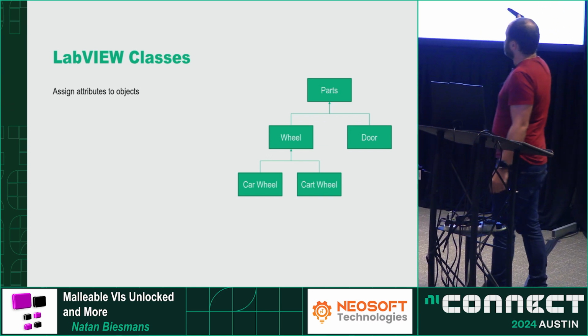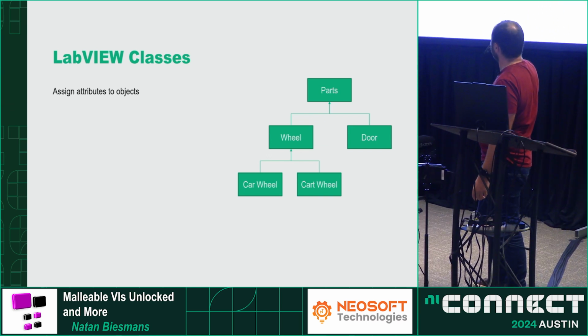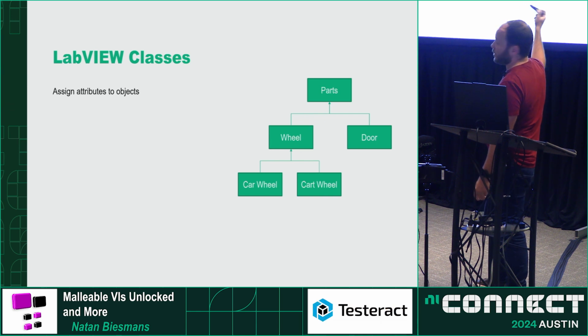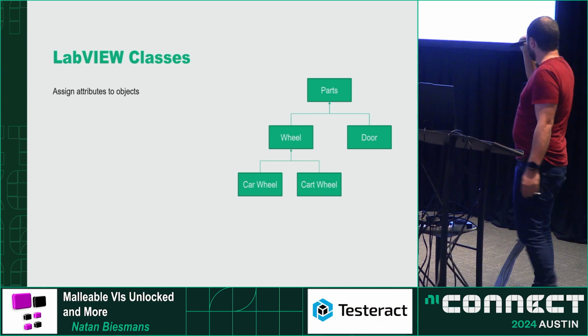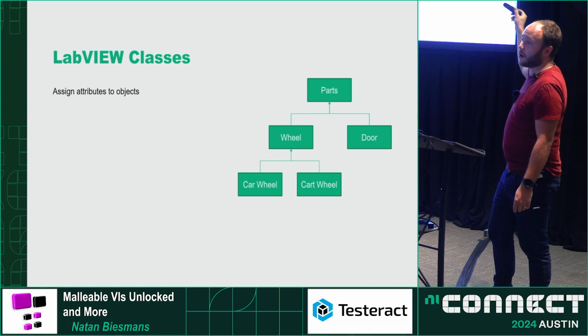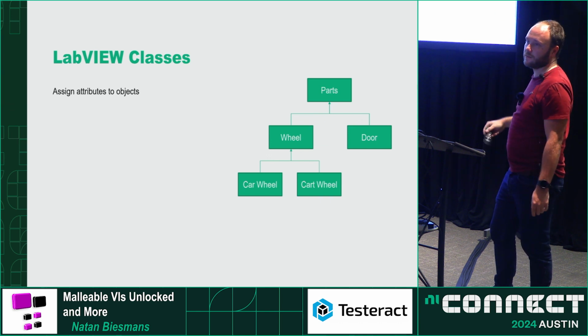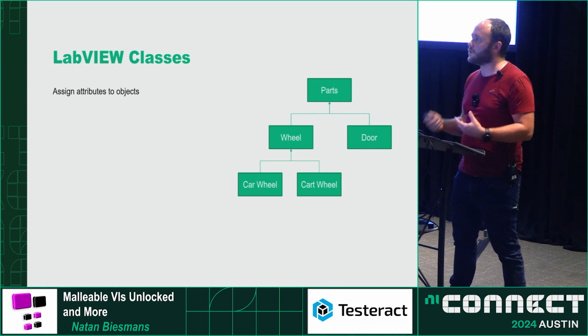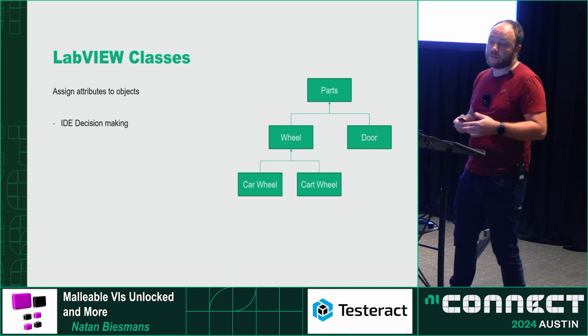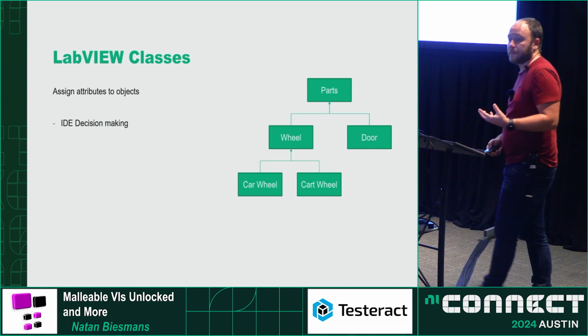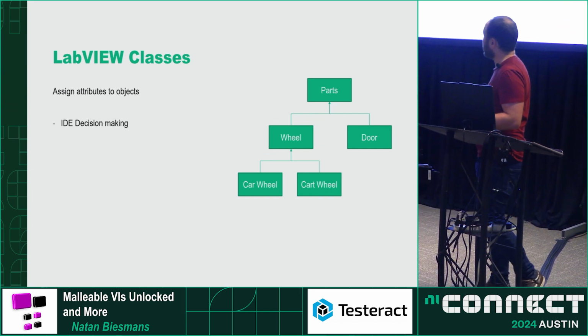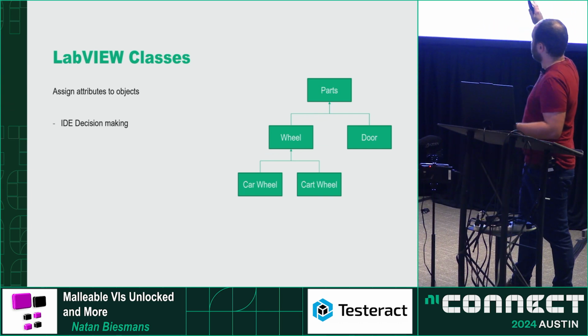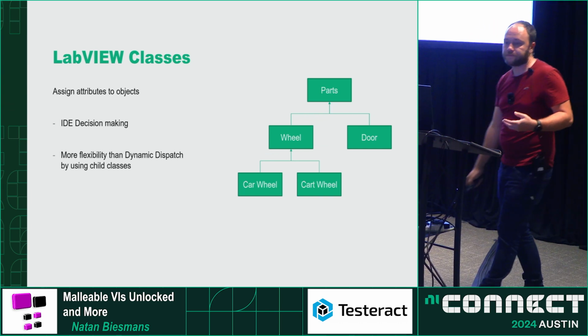They're both a child of the wheel, or a car wheel, and those are a child of car parts. But we also have a car door. So each wheel is a part, but not every part is a wheel. That's what we're seeing here. So we can use this object-oriented paradigm to make decision-making in our IDE, saying, hey, only allow objects with the wheel, but don't allow objects with the door.